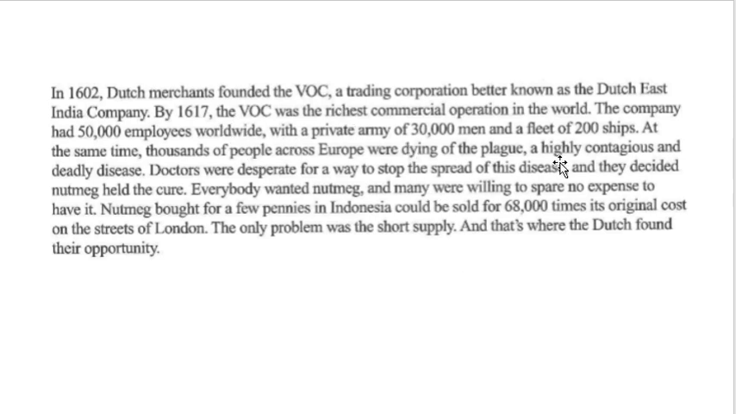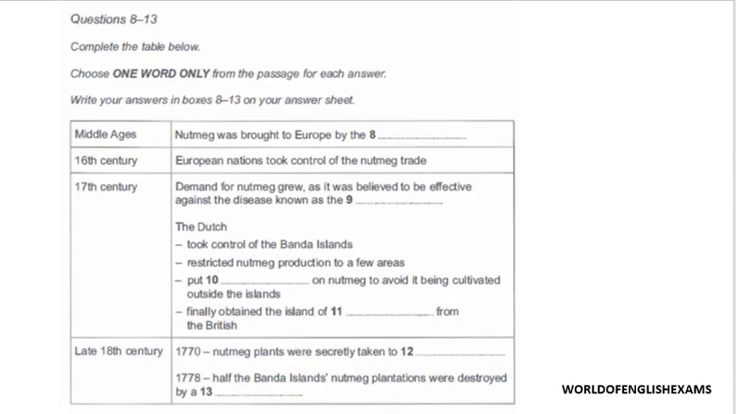Yeah, so at the same time, thousands of people across Europe were dying of the plague, a highly contagious and deadly disease. Doctors were desperate for a way to stop the spread of this disease, and they decided that nutmeg held the cure. So, nutmeg was effective against a disease known as plague. That's the answer. Now, let's proceed to the next question.